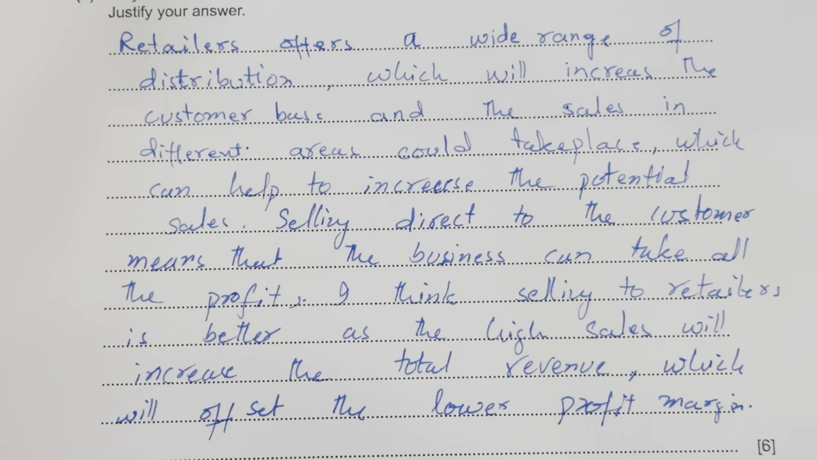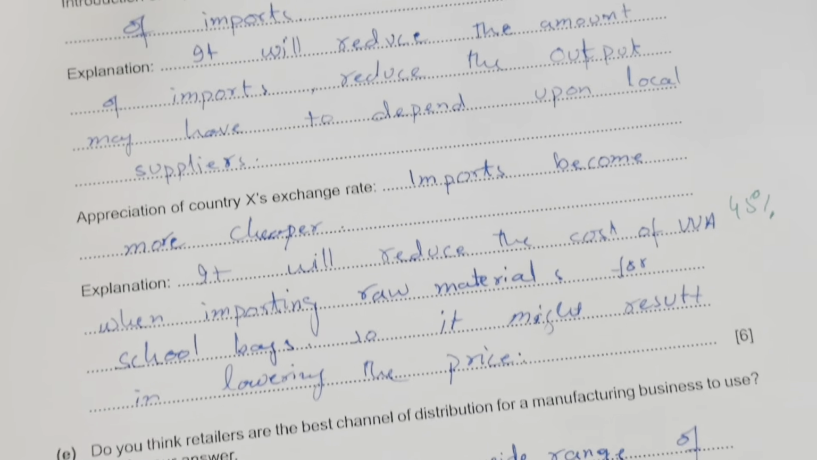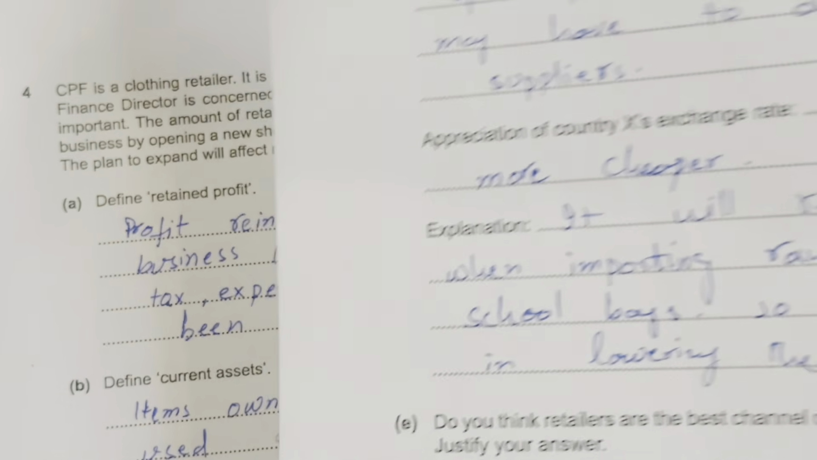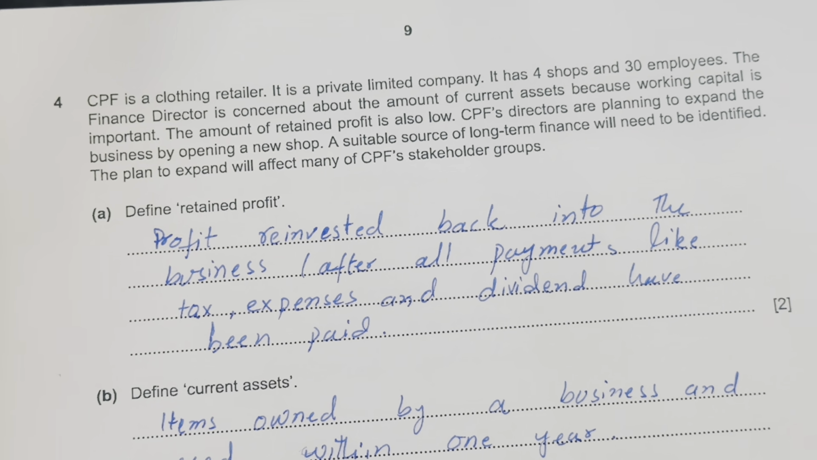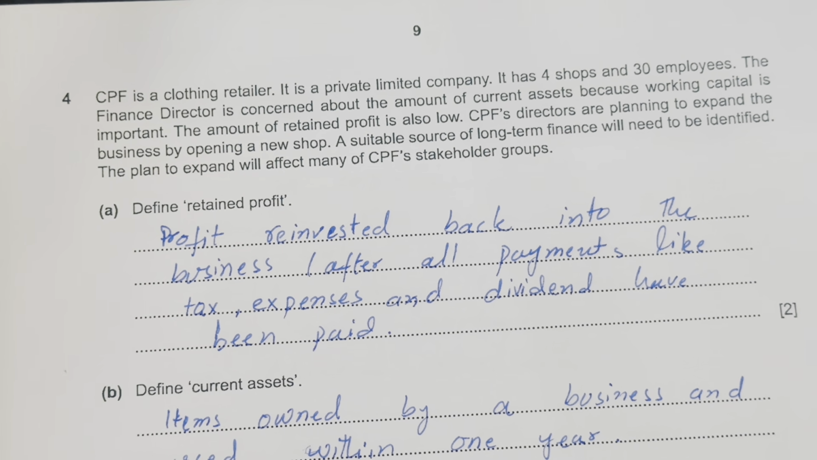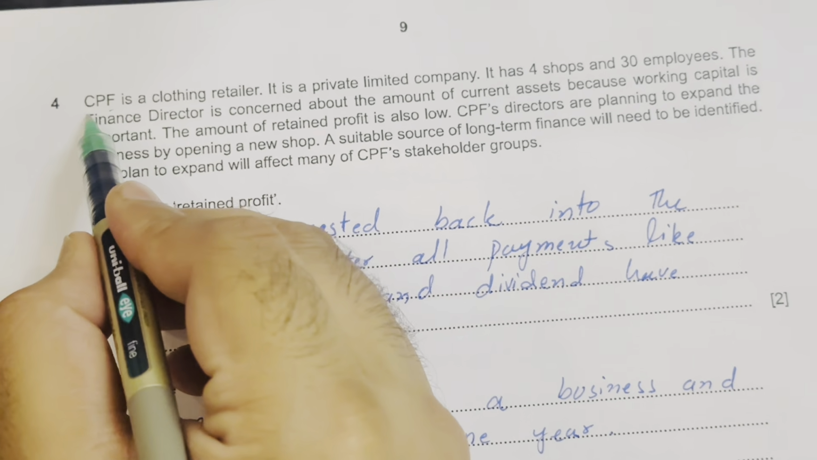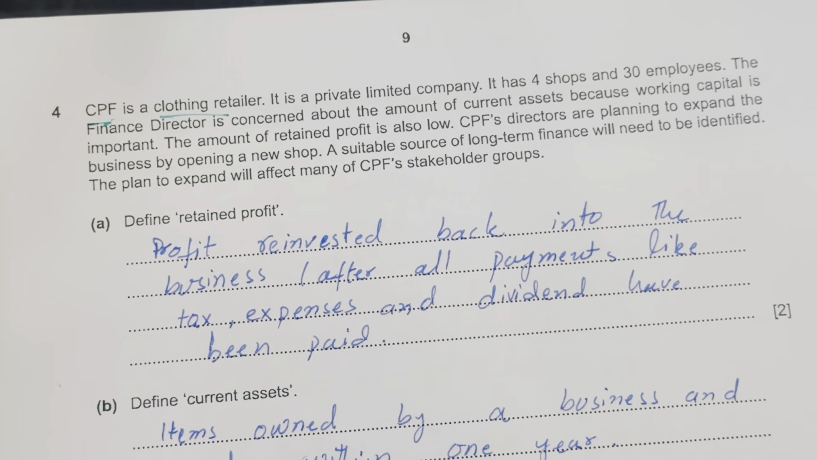So you can write any other point as well, but you need to justify your answer. Now we will move to the last question of our paper, that is question number 4. Question number 4 is about a clothing retailer. CPF is the name of the business, and it is a clothing retailer.